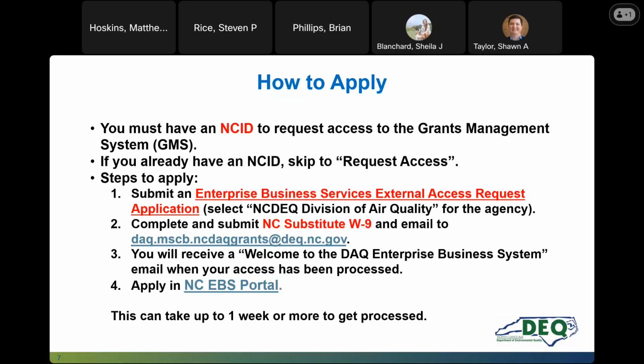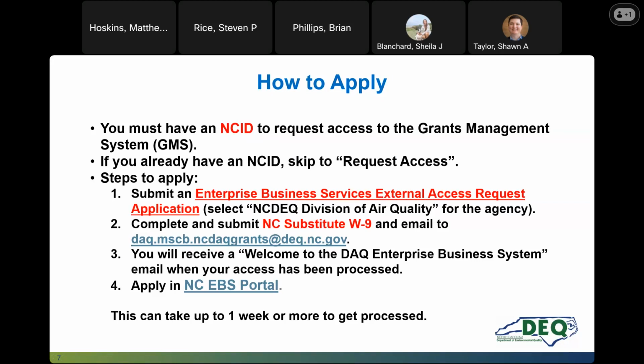So the first thing you'll do is the Enterprise Business Services Access Request application. You're going to put NCDEQ Division of Air Quality. I'm going to show you what that looks like on the next slide. You're going to complete an NC Substitute W-9. This is a different form than the federal W-9. It has North Carolina state information on it, and you're going to use the tax ID of the organization on behalf of which you're applying.